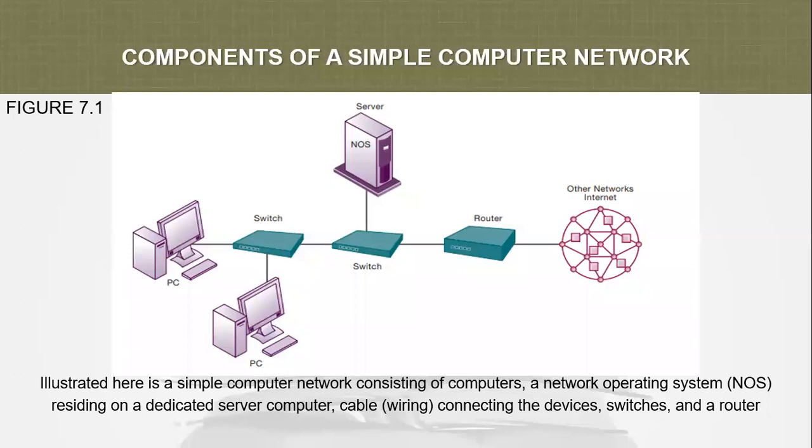Here are the components of a simple computer network. As we can see here, the other network, the internet, connects to the router. Then we have switches, from switch to switch. The first is connected to the router, and the cable goes to the NOS, the network operating system. Here is the NOS or server. After that, we need another switch to connect to the PC or computer.